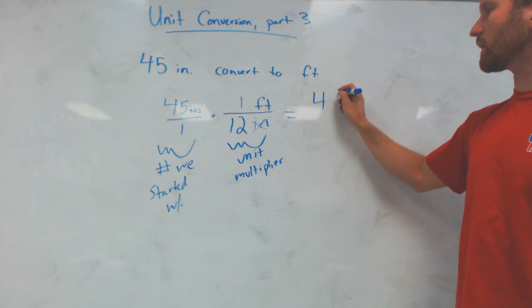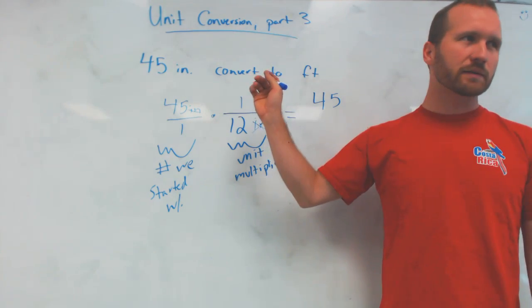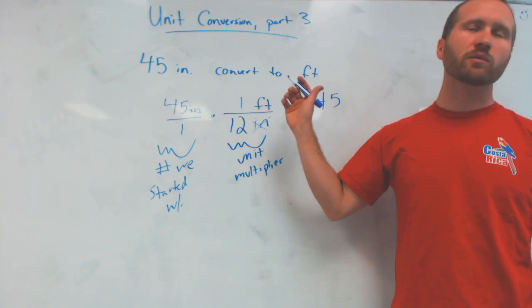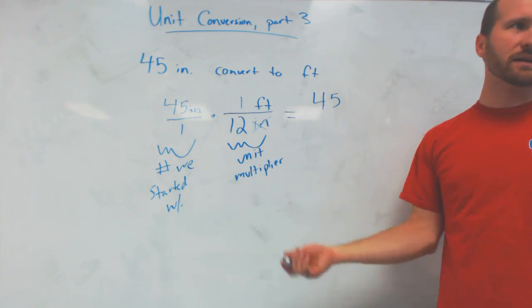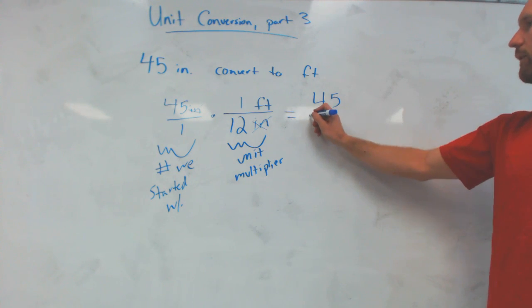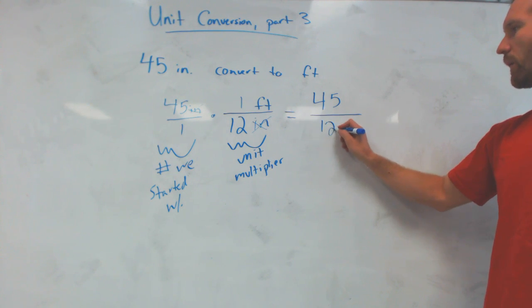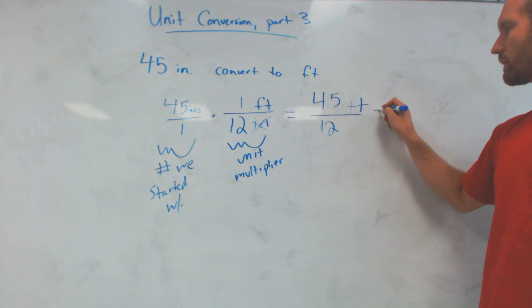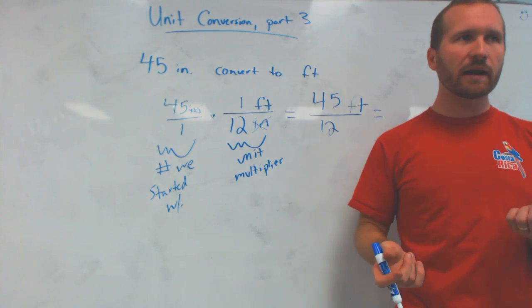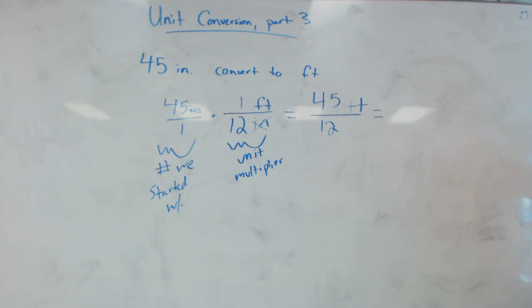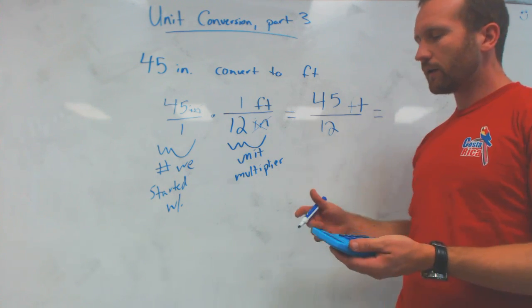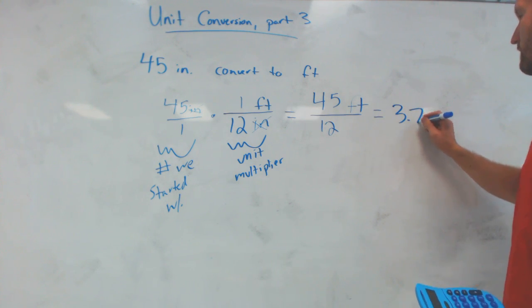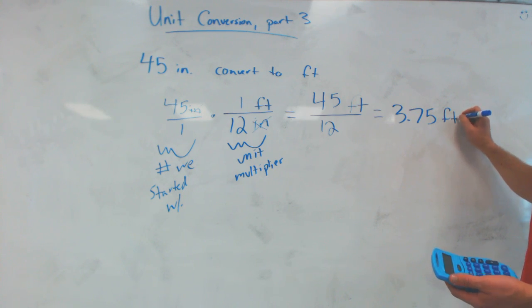I then write the numbers that are in the top. I'm going to ignore ones. I know I was writing like times 1. I'm just going to start ignoring those because I know that times 1 doesn't really change anything. So I have 45 over 12, and my unit is feet. 45 over 12 is the same thing as 45 divided by 12. And again, with these problems, we're going to use a calculator and just get the answer in terms of a decimal, 3.75 feet.